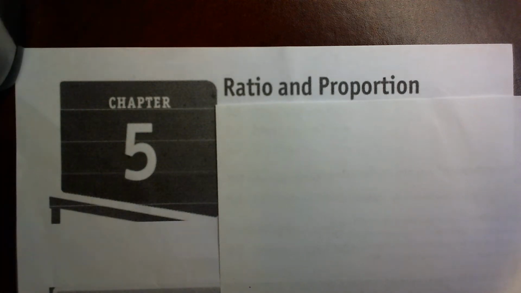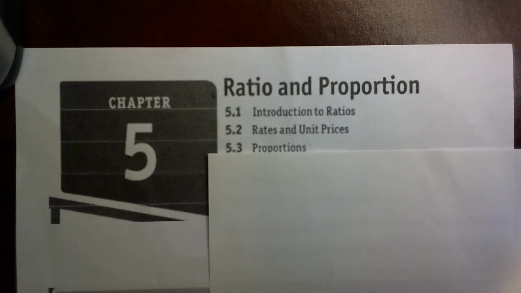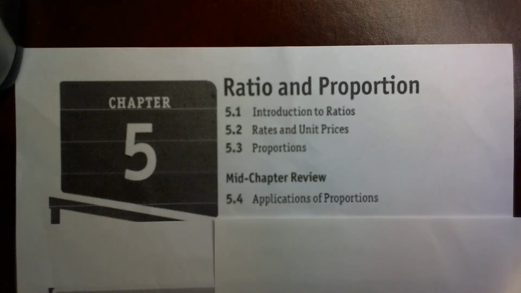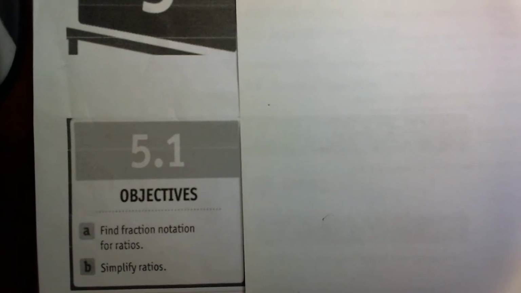Chapter 5 covers ratios and proportions, and has several sections. 5.1 is the introduction, and then ratios actually mean something, like in terms of unit prices, and then we're going to talk about proportions, what that is, and then we have the application of proportions, and then we have some geometric applications. Section 5.1 is about fraction notation for ratios, and then how we simplify ratios.